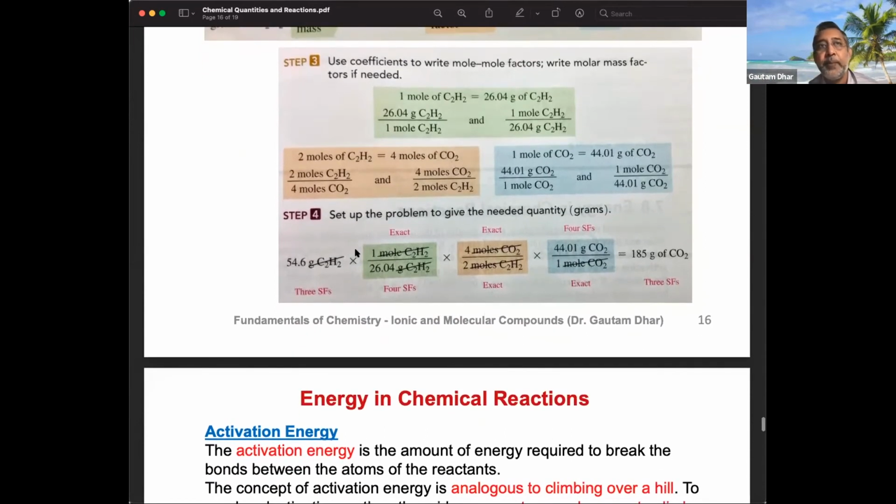Follow the units. So grams of acetylene must cancel out. Mole of acetylene means in the next step, mole of acetylene must cancel out, and in the next step, mole of carbon dioxide must cancel out. So your units must be arranged like this. And then you just write the associated numbers and multiply them, and you get 185. So this is three significant figures, and that's why your answer is in three significant figures. 185 grams of carbon dioxide are produced.